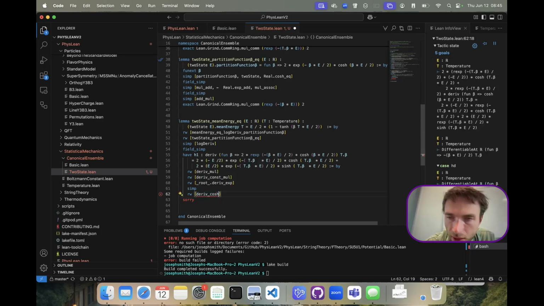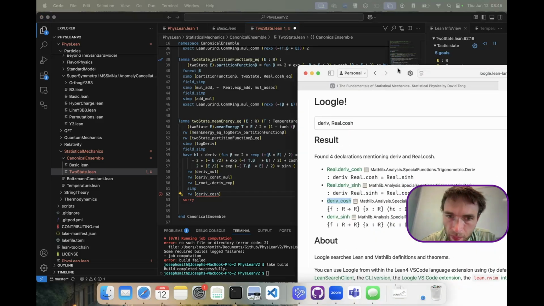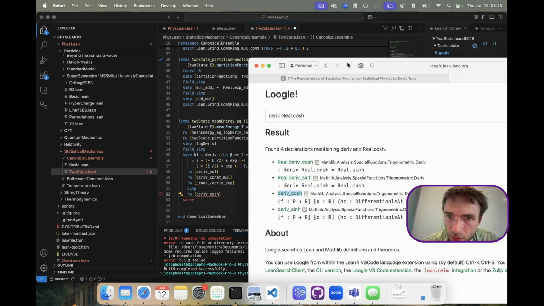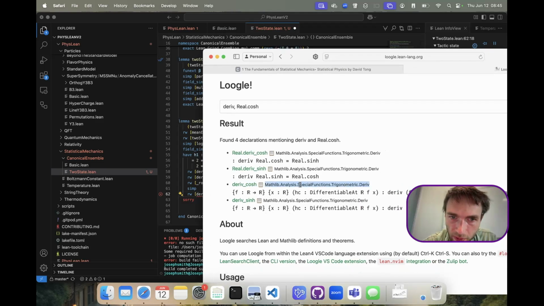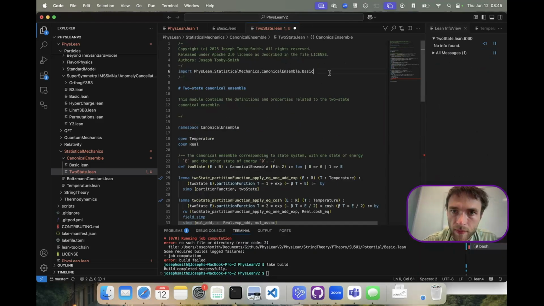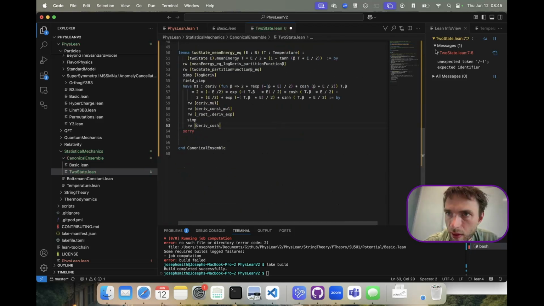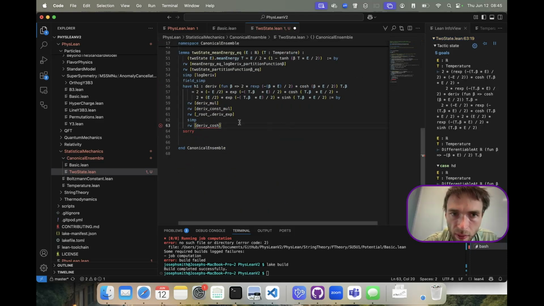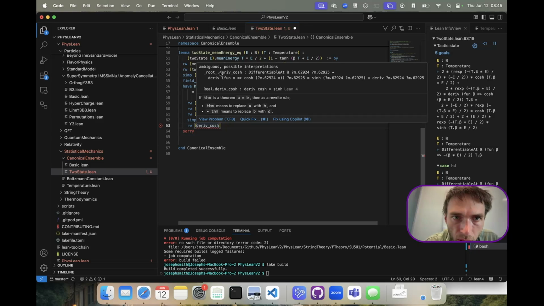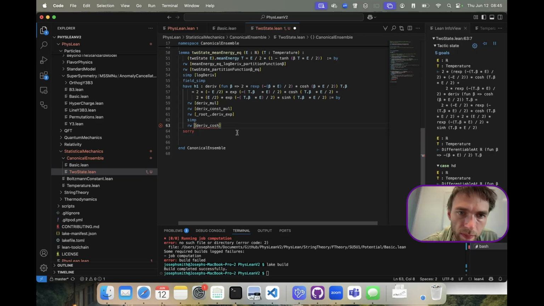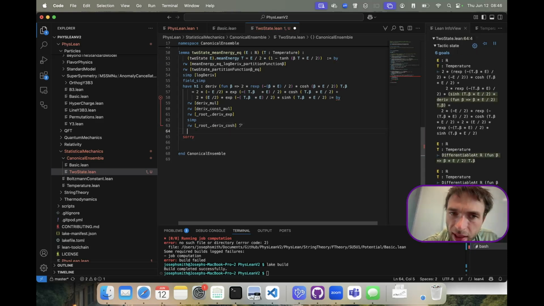Unknown identifier. Okay, so then we need to come here and look at what I need to import. I need to import this thing here. And I might need to restart the file. No, I didn't. Two possible ambiguous interpretations. So let's do root. I'm not entirely sure why it's doing that.